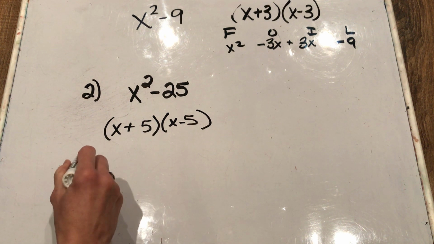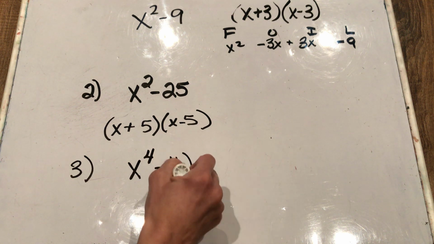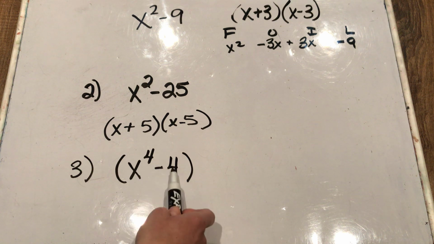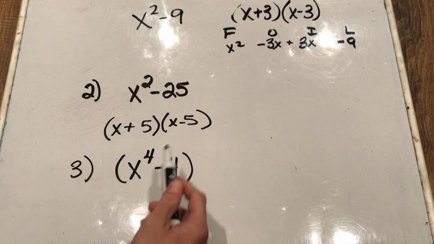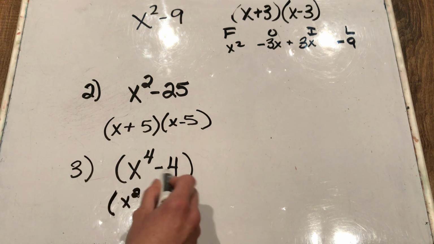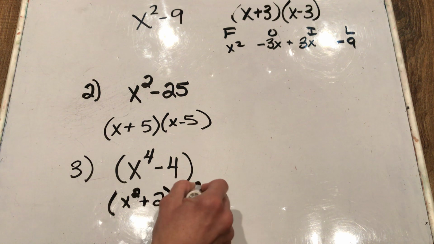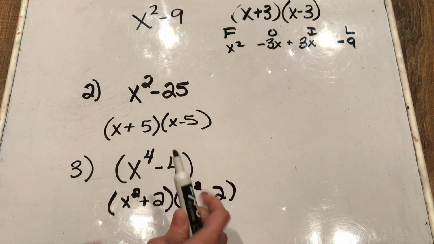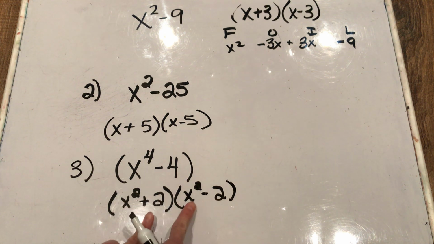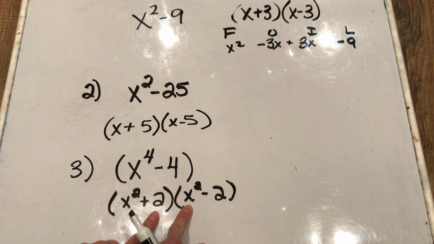So our third example, we have x to the 4th minus 4. This isn't x squared, but it is still a perfect square. And 4 is a perfect square, and I do have a minus in between. So I'm going to take the square root of x to the 4th and get x squared, and then plus 2, and x squared minus 2. Because remember, one's plus and one's minus, so that when I multiply the outside and the inside terms, I have a negative one and a positive one, and that will add up to 0.